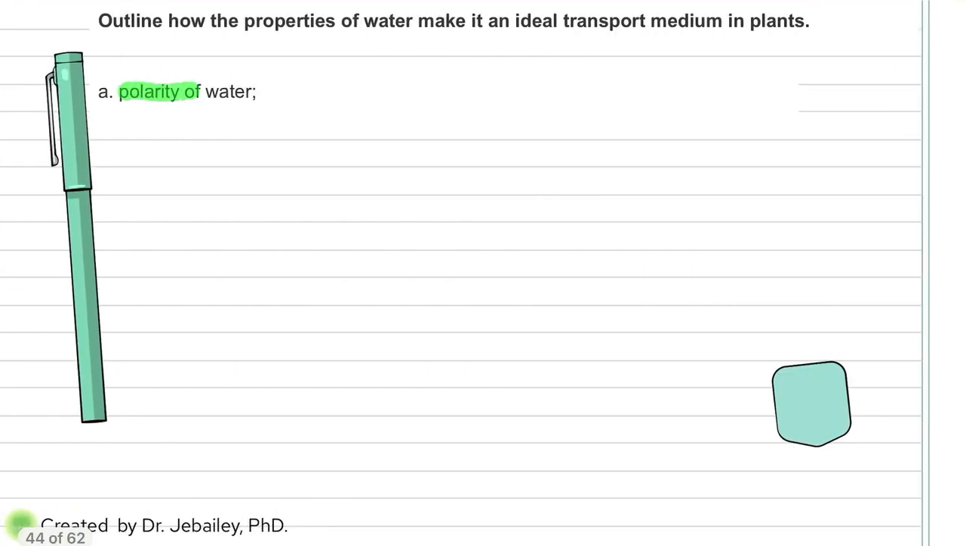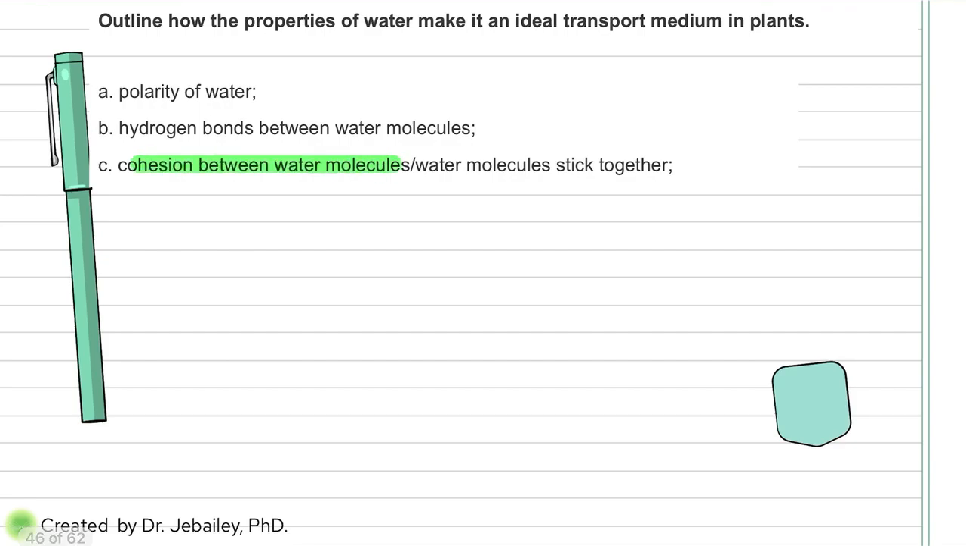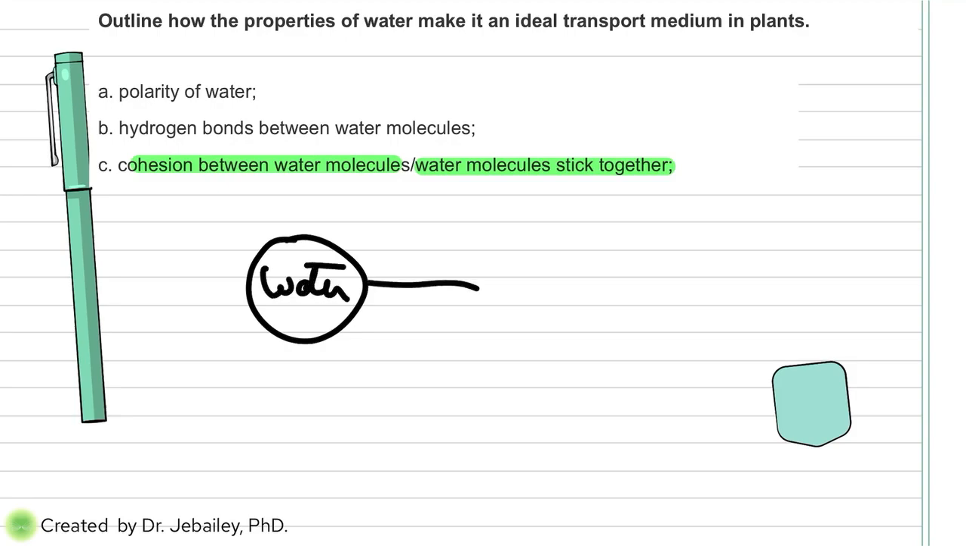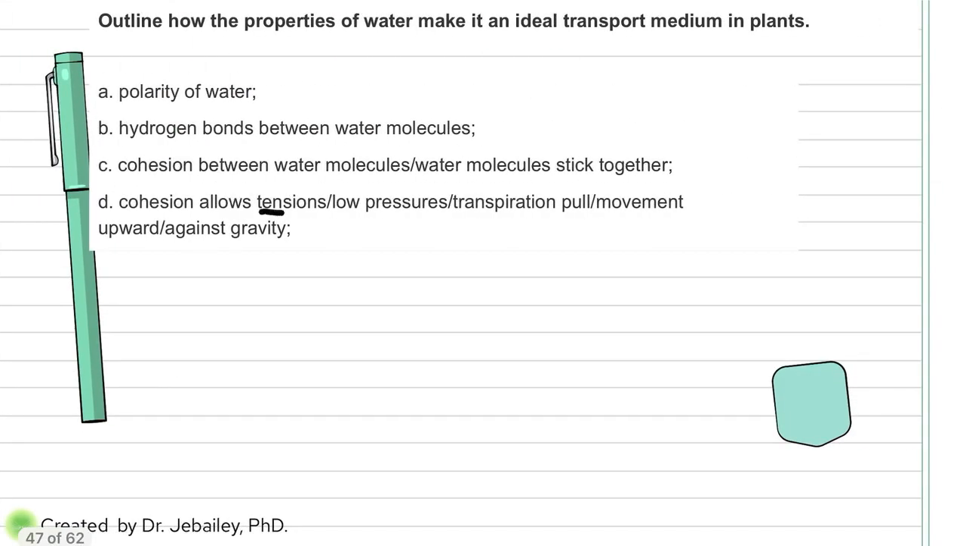First, polarity of water, very important. Hydrogen bonds between water molecules, that's important. Cohesion of water molecules, water sticking together. So once again, cohesion: you have water, and water is bound to another water, and what's holding them together is the hydrogen bond. This is another example. Cohesion allows tension, it's transpiration pull, which means it's about the xylem. So you can still get points just by saying surface tension for cohesion.